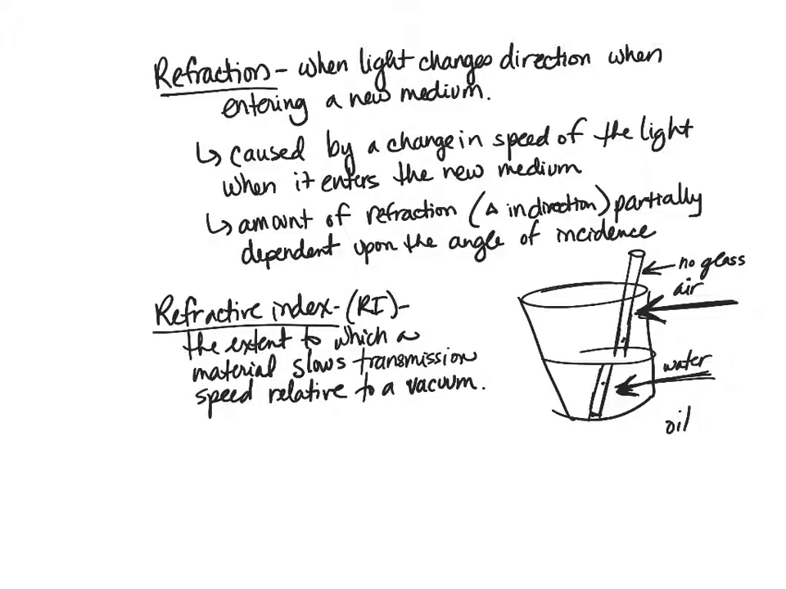So our refraction is when the light changes direction when it enters a new medium. And that's because we see a difference in the speed of light when it goes through the medium. That difference in the speed of light, or the different speeds of light that go through the different medium, is called the refractive index. So each medium, so air, water, oil, etc., has a different refractive index.